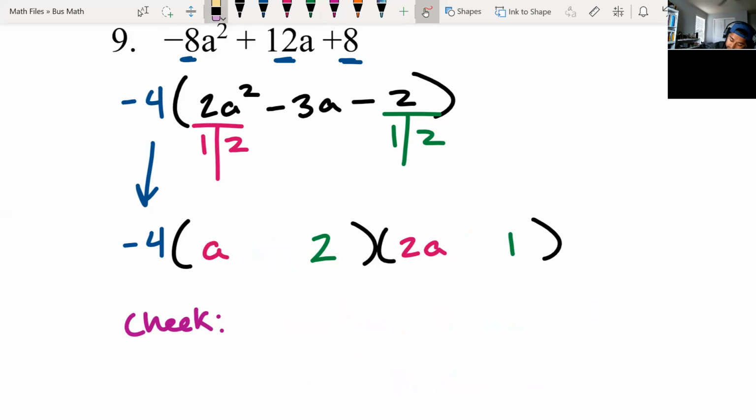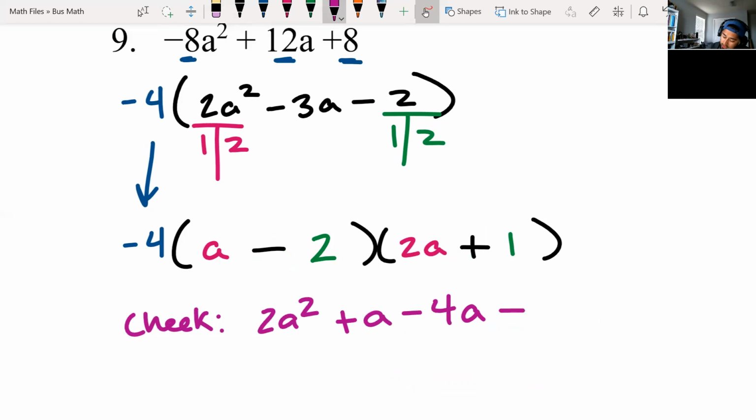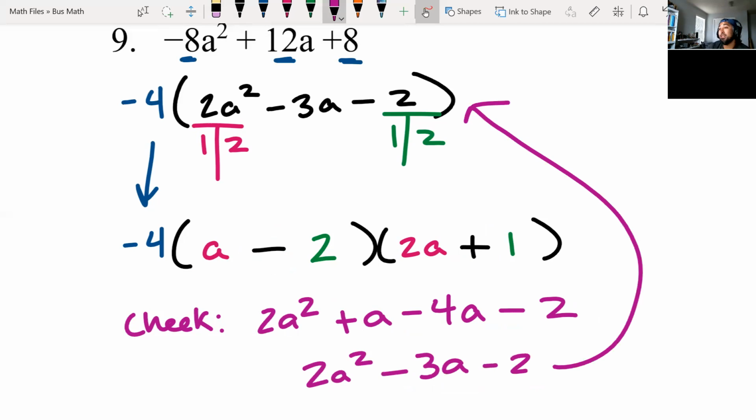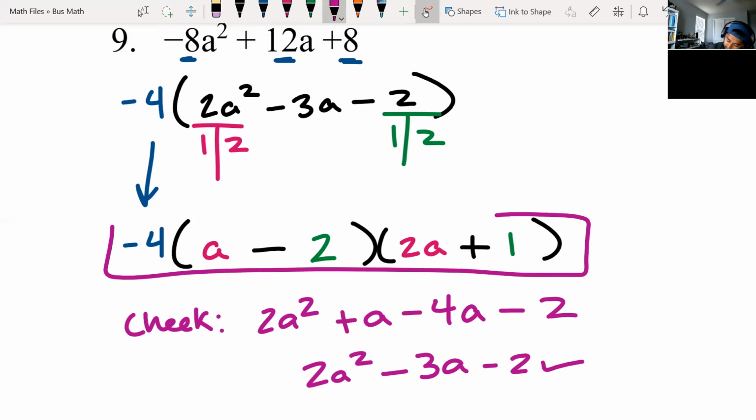Now we're going to make this minus, and we're going to make this plus. And let's see if that works out for us. 2a squared plus a minus 4a minus 2. And you get 2a squared minus 3a minus 2. Does this look like that one? Yeah. I don't, you lost me at swapping signs.